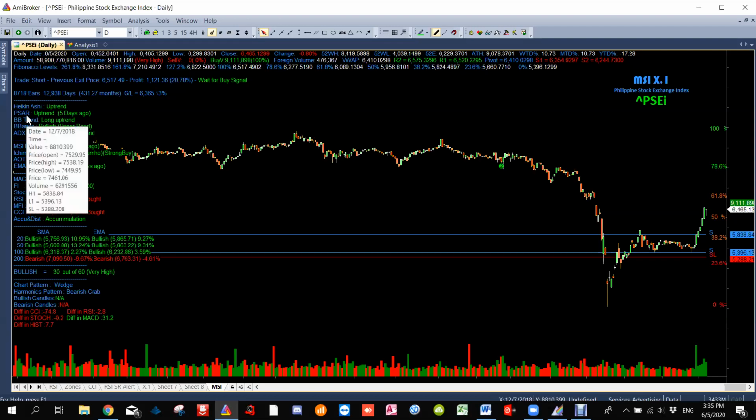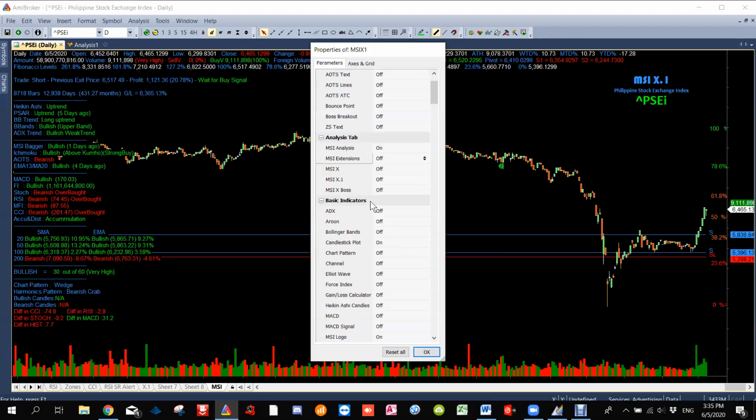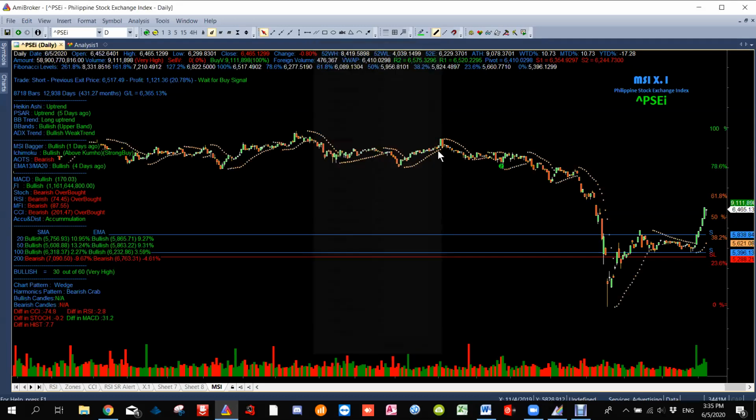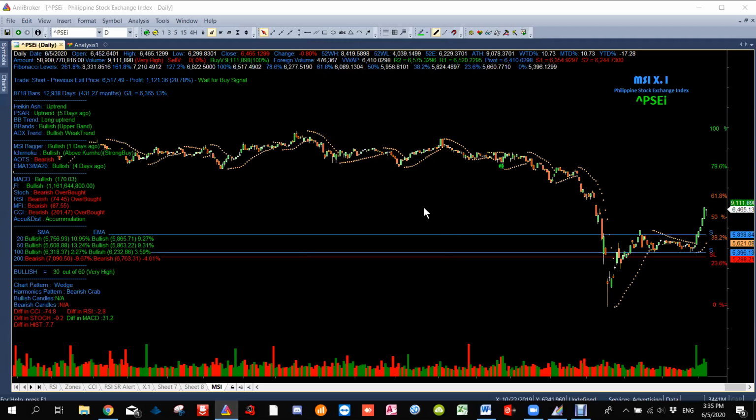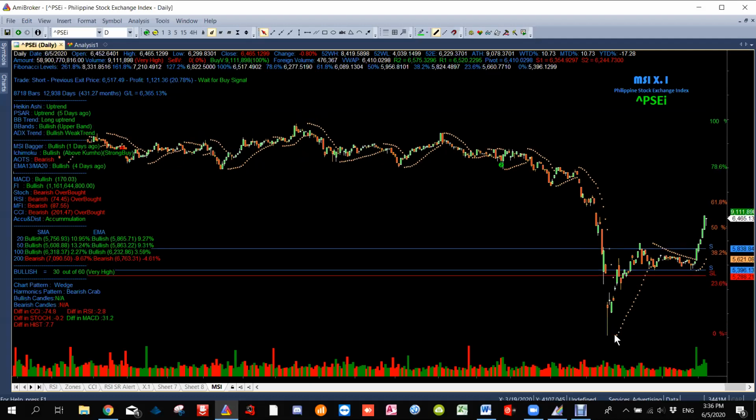Then we have the parabolic SAR. Yung parabolic SAR naman, yun yung mga tinatawag nila parang mga dots sa ilalim or sa ibabaw ng candlesticks. Okay? So, as you can see dito sa ating chart right now, dito sa part na to, sa may bandang March, yung parabolic SAR is nasa ilalim pa. So, ibig sabihin, the move is bearish.